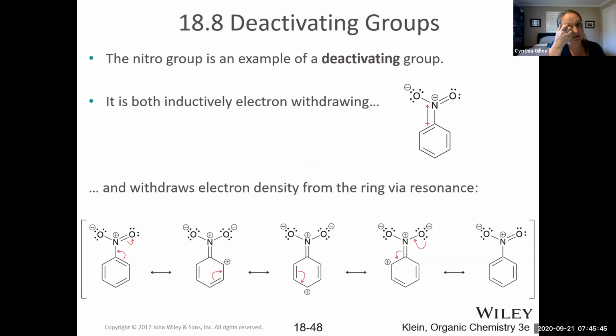The nitro group is an example of a deactivating group. It inductively withdraws electrons, and it also withdraws electrons via resonance. You can see all the resonance contributors actually have a positive charge in the ring. So that's making the ring even more electron deficient than it would be if it was just benzene. So it is an example of a strong electron withdrawing group and a strong deactivating group.